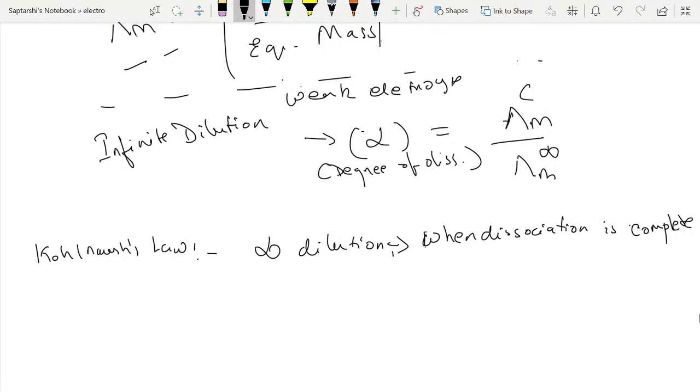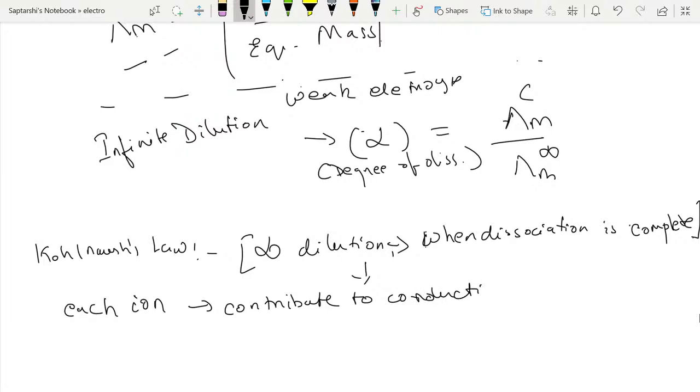When dissociation is complete, each ion, okay, this is the condition. What does Kohlrausch's law say? That at infinite dilution, when dissociation is complete, each ion in the solution will make a contribution towards the conductivity. So let us put this in mathematical terms right now.